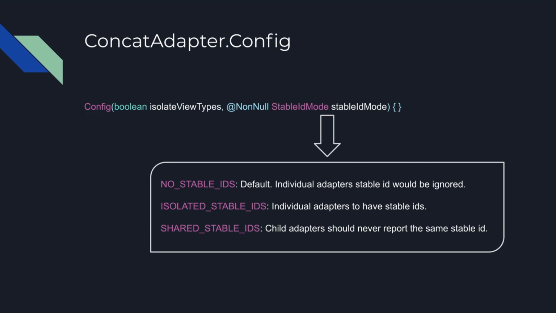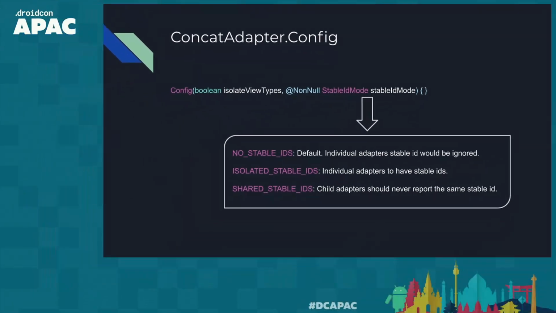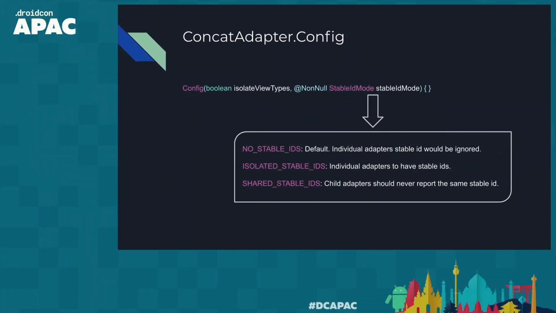And the third one is the shared stable IDs. This should be used only when all the adapters are aware of each other, and child adapters should never report the same stable ID because that can cause conflict. So be very careful while using this.